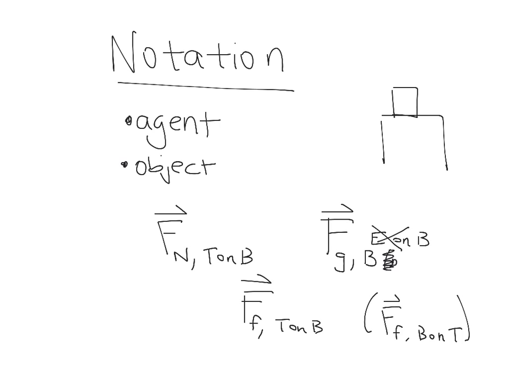Right, we encourage you to use this convention because there may be problems where there are multiple normal forces. For example, let's say you have two blocks that are stacked on top of each other, block B and block A. If you just label your normal force as F sub n, it's not going to be clear to you if you're talking about the normal force exerted by block B on block A, by block A on block B, by block B on the table, by the table on block B.